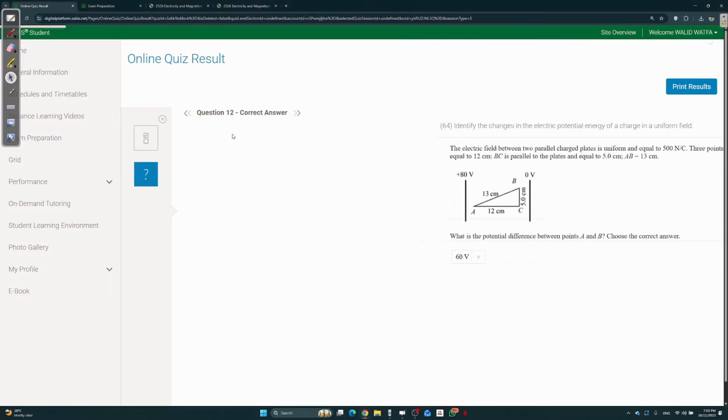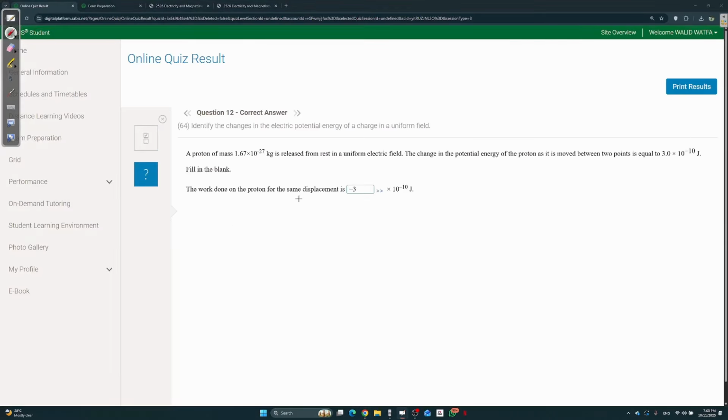I like Q12. A proton of mass this is released from rest in a uniform electric field. The change in the potential energy is this. They obviously ask you for the work. This is a good question, by the way. What is the work done? If you're ever given the change in potential energy, to find the work done, it's so simple, you just make it negative. So work is equal to negative change in potential energy.